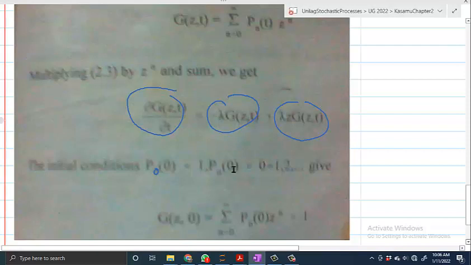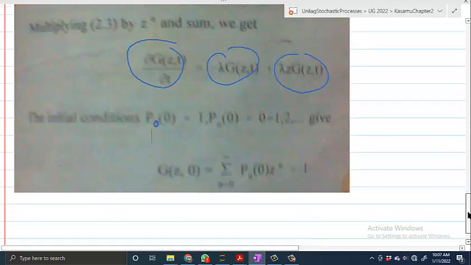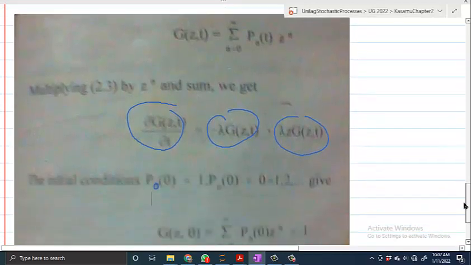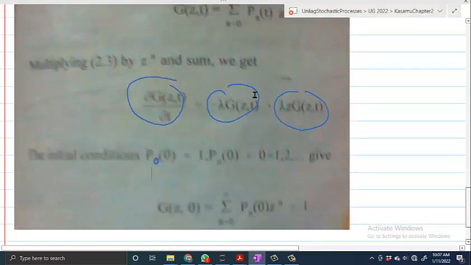Now if we multiply these equations here by z to the n and sum. In other words, I multiply this equation for n equals 1 by z, the equation for n equals 2 by z squared, and so on. Then I will simply get that the value of g of z, 0 is equal to 1. Now, this differential equation can be solved using standard methods.